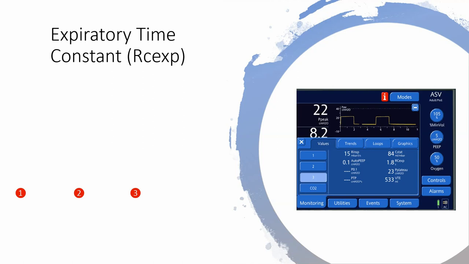So ASV takes all of these inputs from the patient, the expiratory time constant, the compliance and resistance of the lungs, and puts them into a very complicated algorithm that some smart engineer came up with, and that is basically what you see with your rate and tidal volume combination. So looking here at your expiratory time constant can give you a lot of information.